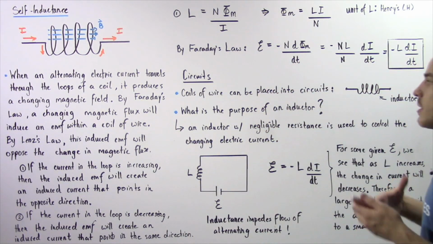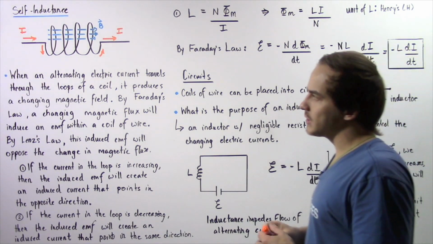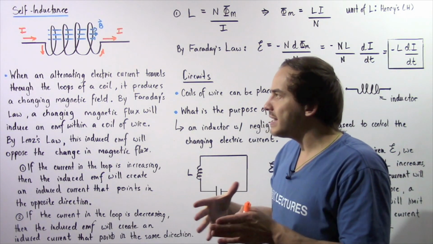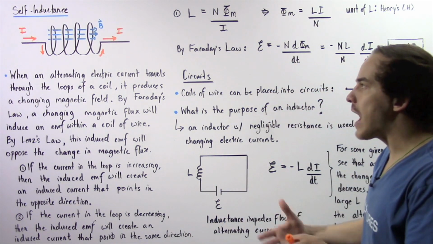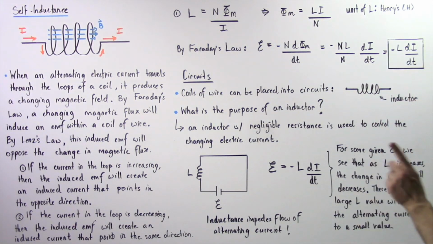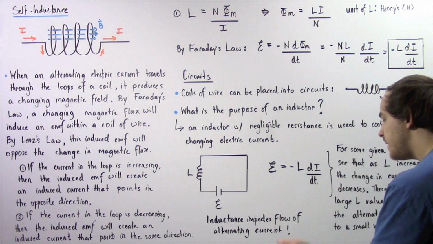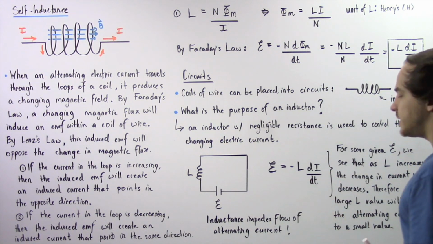So essentially, the purpose of placing an inductor inside an electric circuit is to limit the rate of change of our current. It is to limit the alternating electric current. So we see that inductance essentially serves to impede the flow of alternating current.